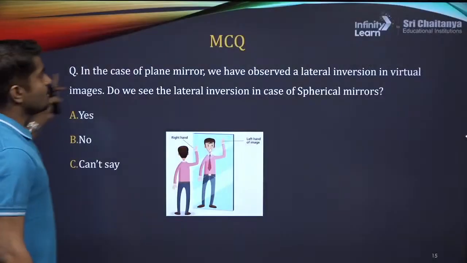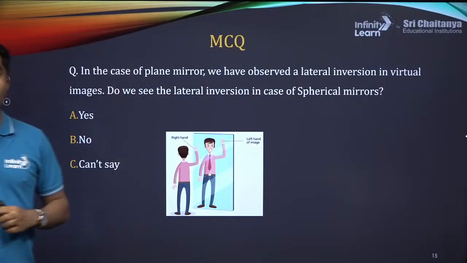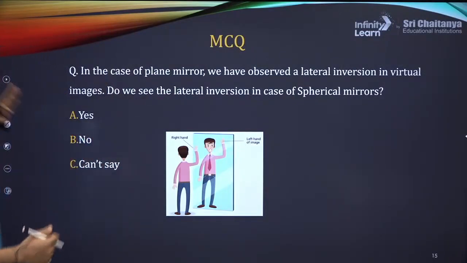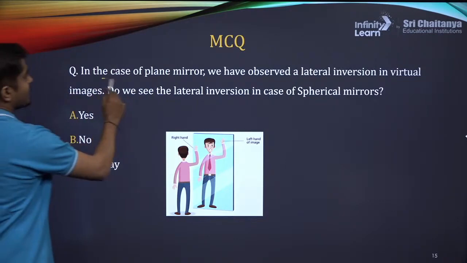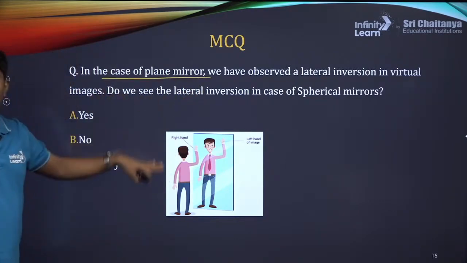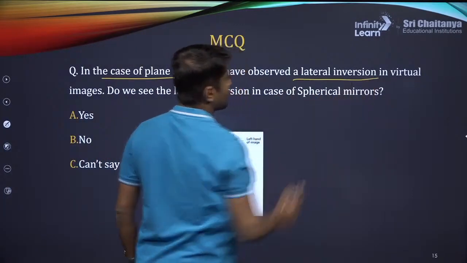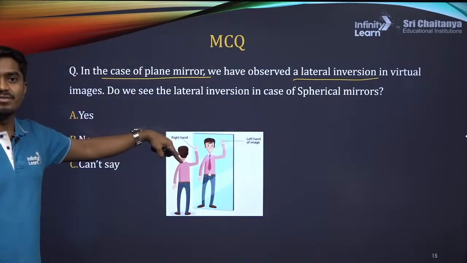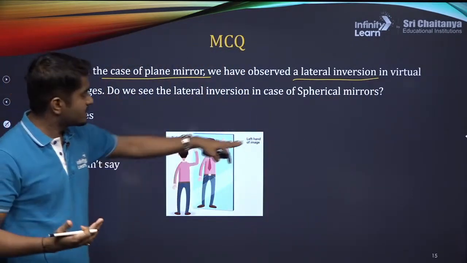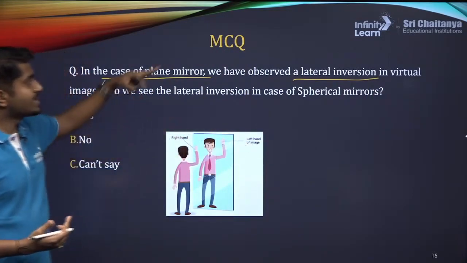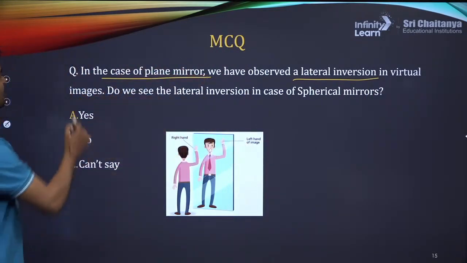All right, so now let's solve some MCQs. यहाँ पे MCQ क्या है, in the case of plane mirror, जब भी plane mirror होता है, then we observe the lateral inversion. Can you see the lateral inversion? Our right hand becomes the left hand, है ना? So that is the meaning of lateral inversion.